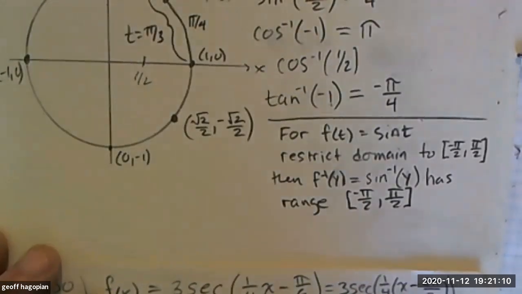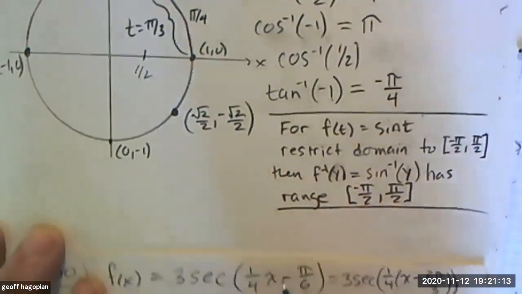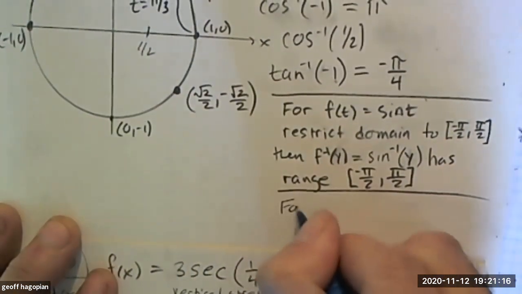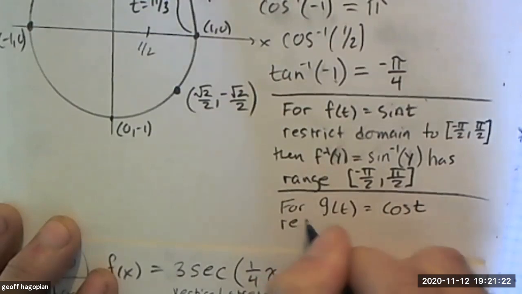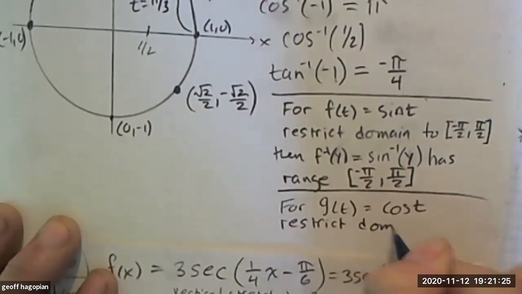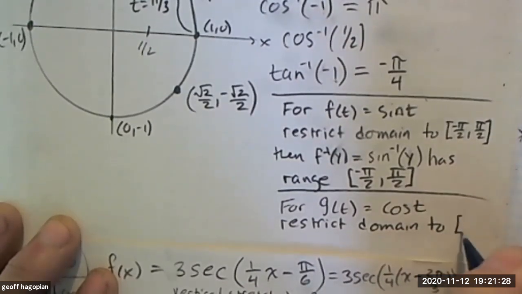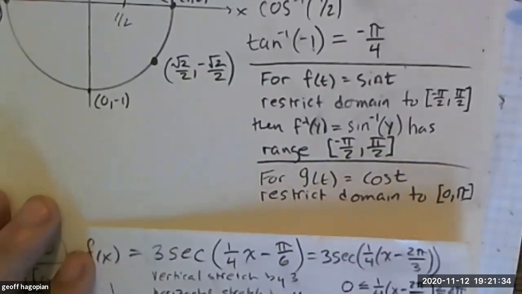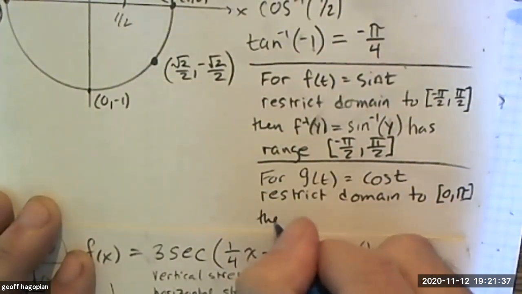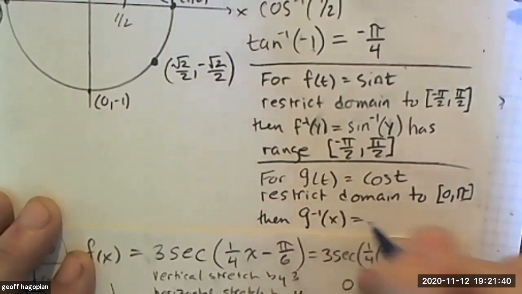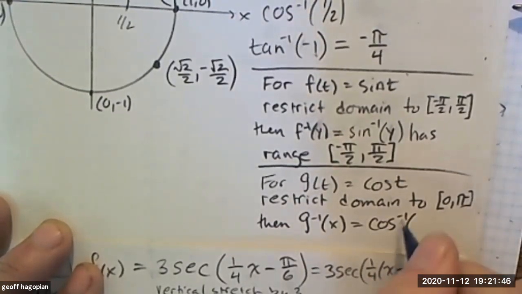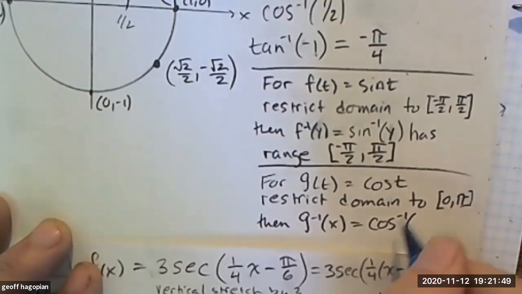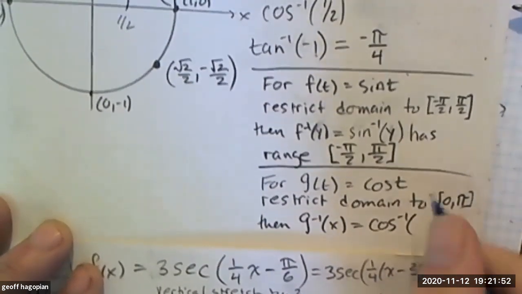And how about for cosine? So let's say for g of t equals cosine t, restrict the domain to the interval from 0 to pi, including the endpoints. Then g inverse of x is denoted, this is the notation. This does not mean the reciprocal, right? If it were the reciprocal, it'd be the secant function, and that's a common confusion, right?